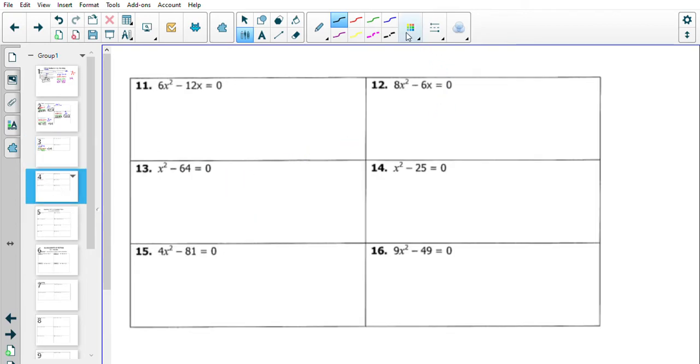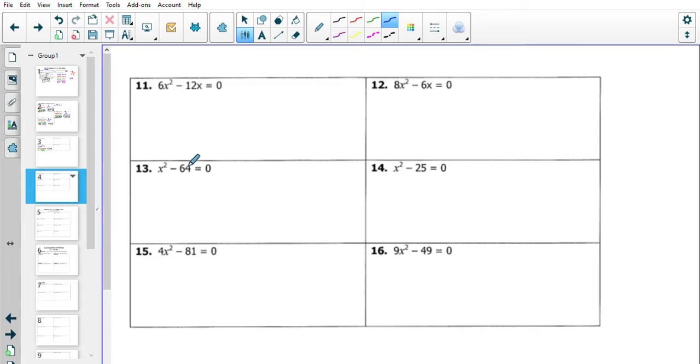All right, let's take a look at a couple more here. Let's take a look at number 13. Now again, number 13, we want to look for a GCF first. Do I have a GCF between x squared and 64? No. There's no common term. They both don't have x's. So I ask myself, how many terms do I have? I have 2. That leaves me with only one option to factor, and that's the difference of squares.